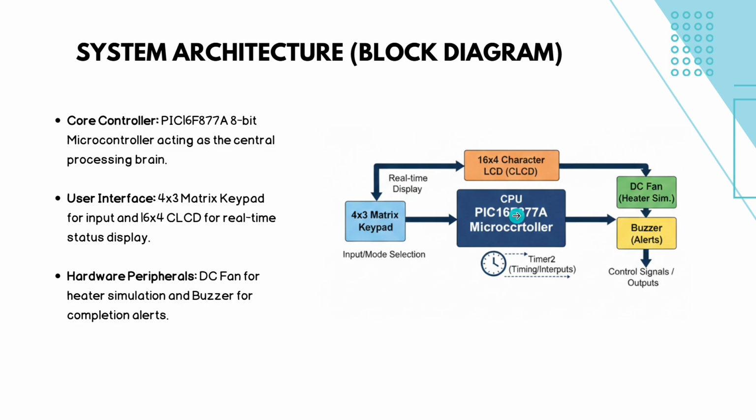The microcontroller gives instructions to the DC fan. The DC fan enables heat in the microwave oven, heats the food, and when the time is done, the buzzer alerts. So the output is coming out by the buzzer. These are the process and block diagram of our project.